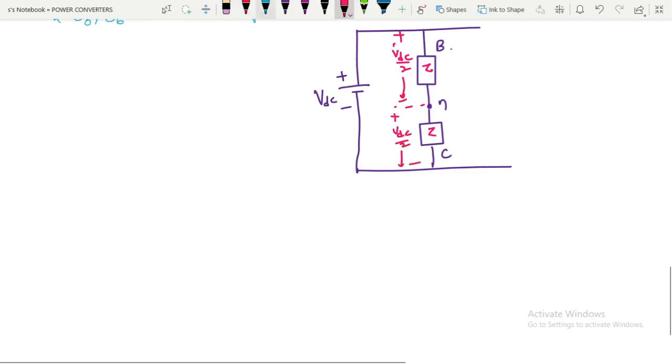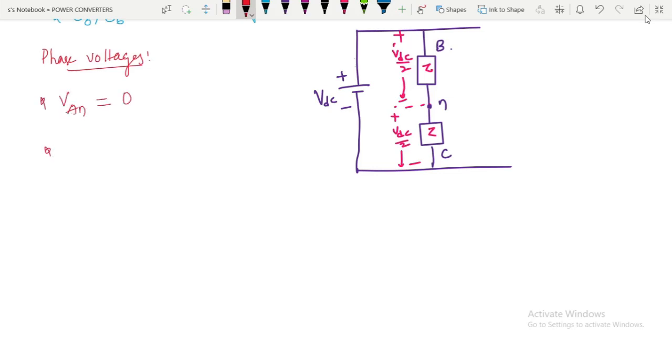So we can write the phase voltages from 120 to 180 degrees conduction. There VAN is equal to 0. There is no presence of A phase. VBN is equal to plus VDC by 2. VCN is minus VDC by 2. Okay, so we have seen that, right?